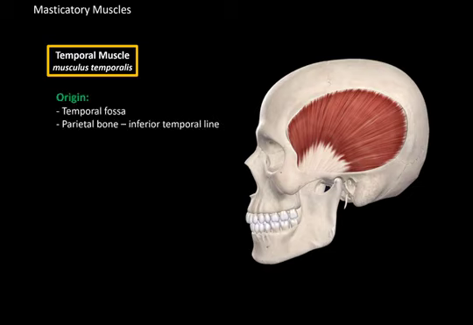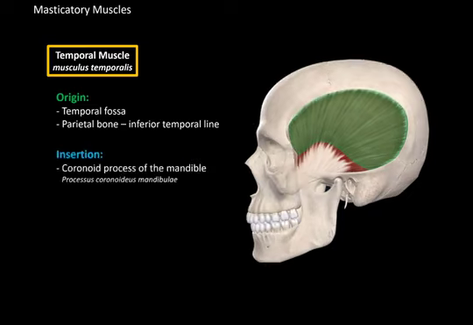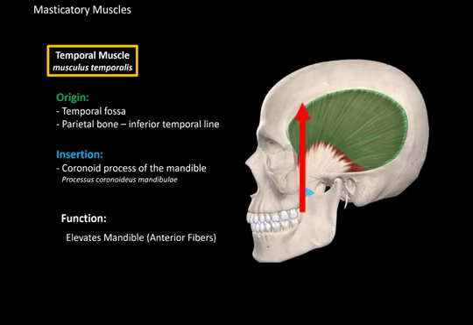It originates from the temporal fossa, which is the fossa located on the temporal bone, and it also originates from the inferior temporal line on the parietal bone. The fibers then go down behind the zygomatic arch, as you see here, and attach to the coronoid process of the mandible, which is here. And so, what is the function of this muscle? When the anterior fibers contract, they will elevate the mandible, and when the posterior fibers contract, they will retract the mandible, as you see here.